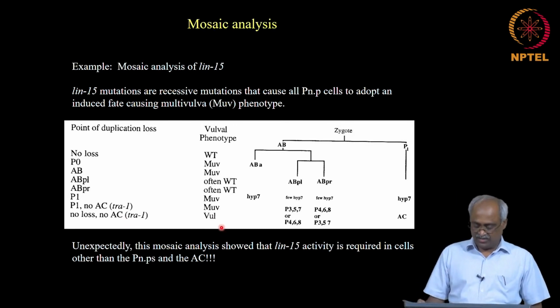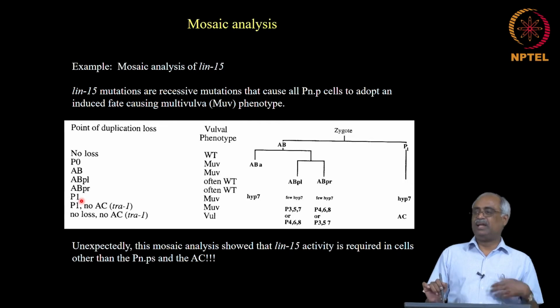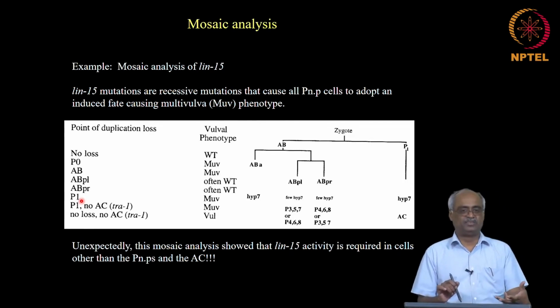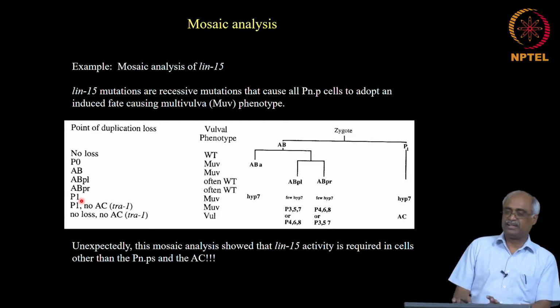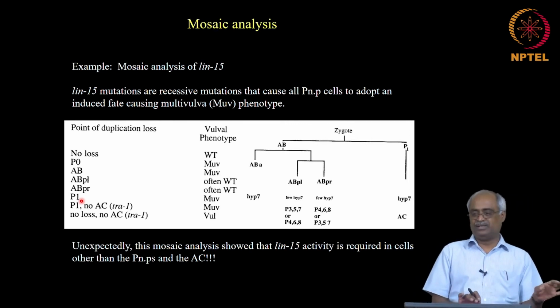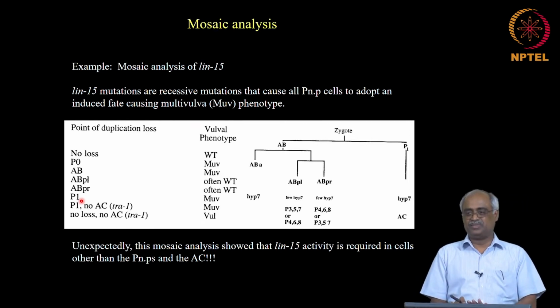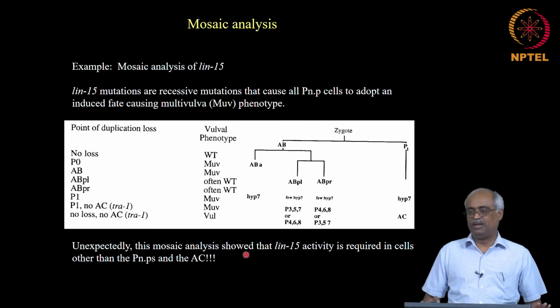Now you look at what you are finding, even without the anchor cell you are getting multivulva, indicating that this Lin15 seems to be expressed in cells other than the P lineage and anchor cell. This kind of finding comes from this mosaic analysis. These are the kind of findings that will come only from mosaic analysis, that is why it is taken here as an example. This was surprising for people and then they learnt.